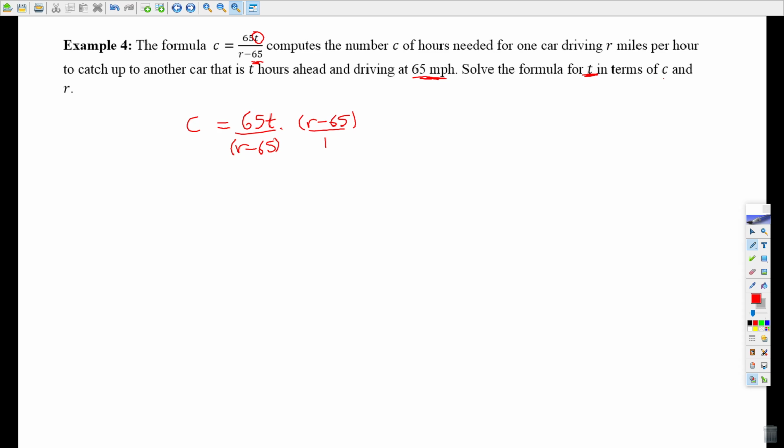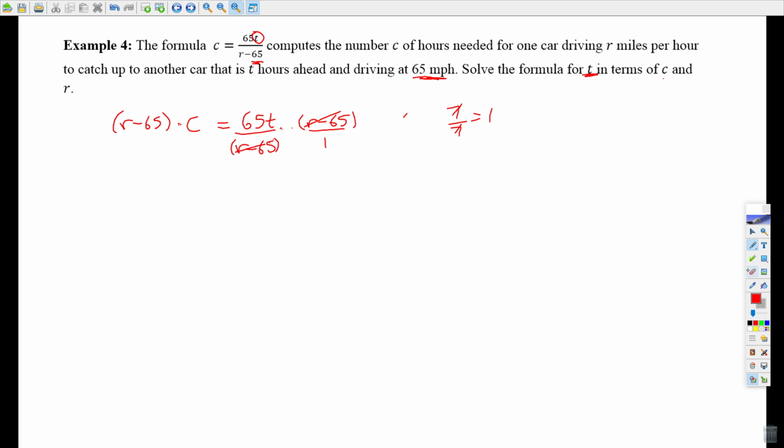That's what we want. We have one on the top, and we have one on the bottom. It's just like seeing the number 7 over 7. They cancel out and become 1. That's what's going to happen over here to the right. Now, whatever you do to the right-hand side of the equation, you have to do to the left. So I'm going to multiply this by r minus 65.